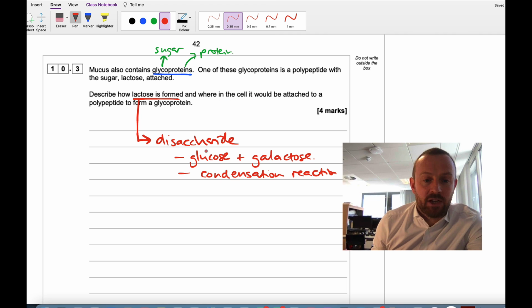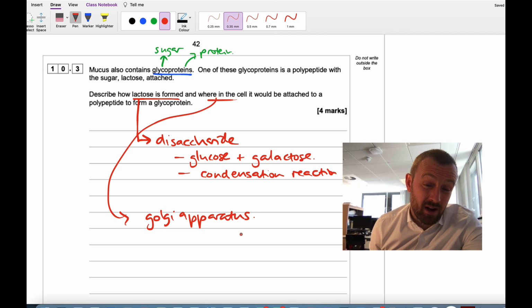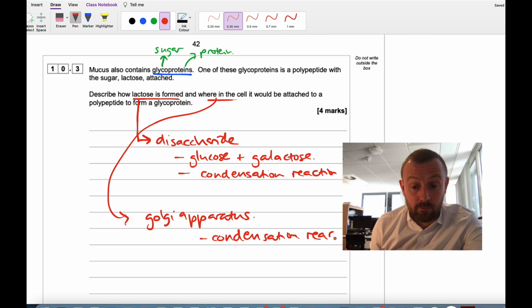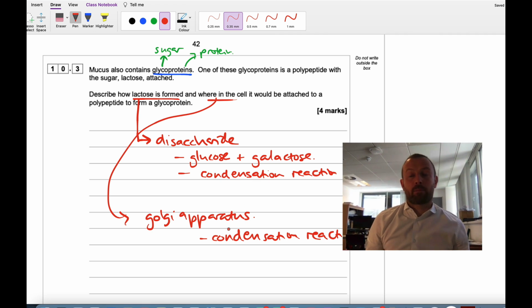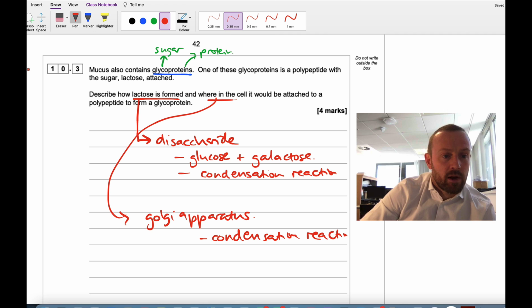Where in the cell it would be attached to a polypeptide to form a glycoprotein. So where? Oh, that's in the Golgi. Golgi apparatus. Probably by another condensation reaction. Worth a go. I'm actually not sure if that's true, but maybe you could say Golgi apparatus, which is where proteins are modified. Okay, right. Let's see what the mark scheme says.